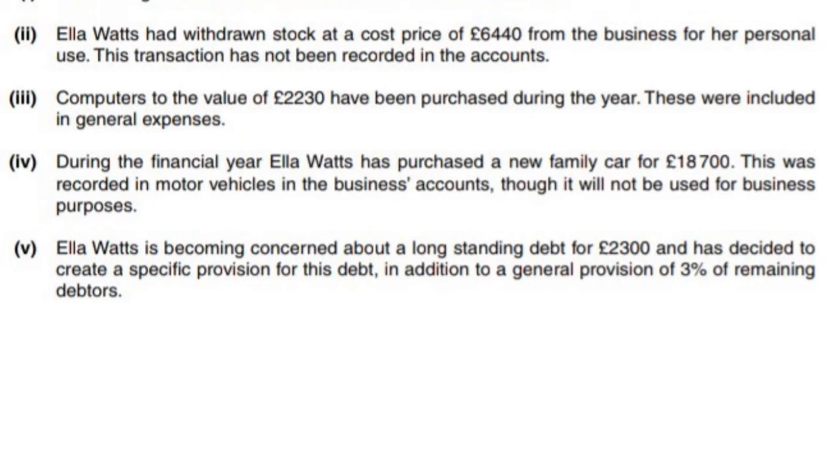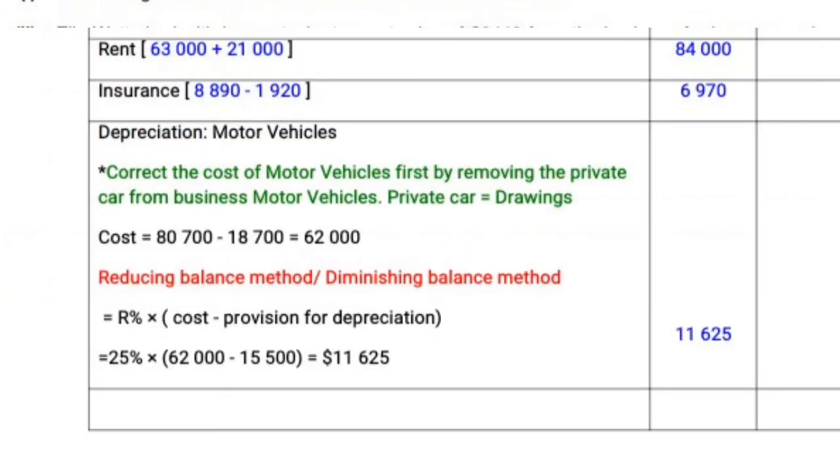During the financial year, Ella Watts purchased a new family car of 18,700. This was recorded in the motor vehicles in the business account. A family car is not part of business vehicles. So it means that I'm going to deduct 18,700 from 80,700. So 80,700 minus 18,700, you'll be left with 62,000, which is the revised cost figure.